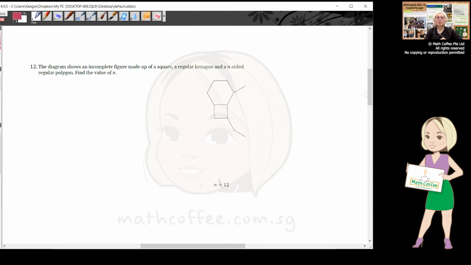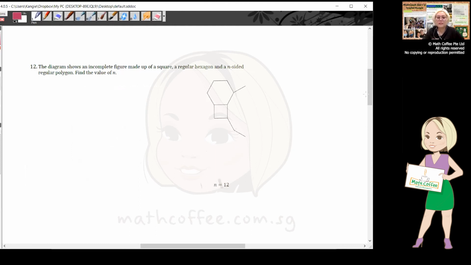Okay, the diagram shows an incomplete figure made up of a square, a regular hexagon, and an n-sided regular polygon. Find the value of n. Well, with this one, the first thing students come and ask me is, Teacher, does the question have a problem? Why does the diagram have no numbers? How to do it? Is it correct or not? Usually 10 students, 10 students also don't know how to do it, but they just panic and ask if there is a problem with the question.